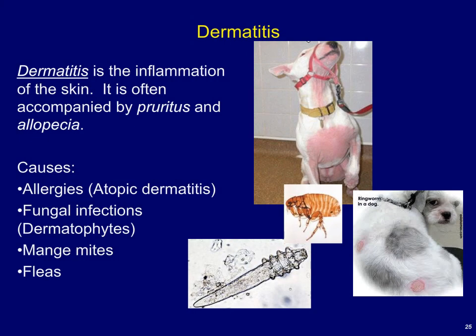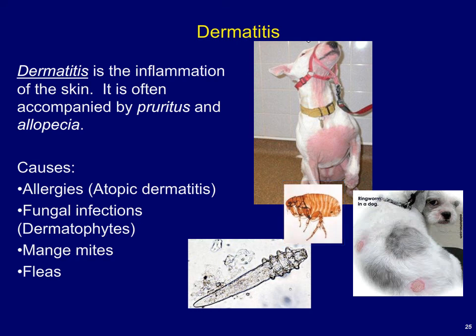Okay, before we move on to hooves and horns, I want to mention briefly a condition called dermatitis. Now, dermatitis is a general name for any type of inflammation of the skin. It's often accompanied by pruritus or itchiness, and also alopecia, which is hair loss. Now, the causes of dermatitis can be several. First of all, you want to check and see if that animal has a flea infestation, because that can cause dermatitis.